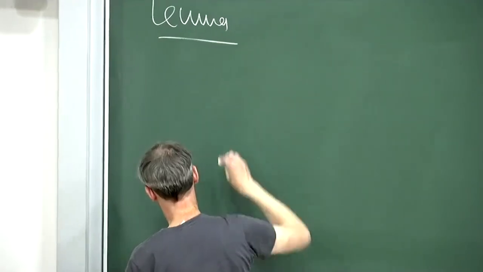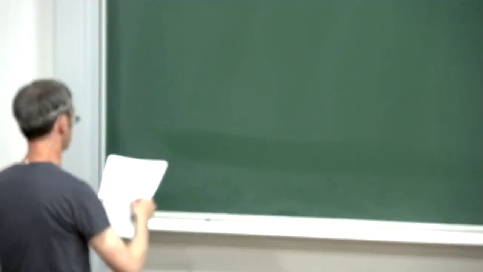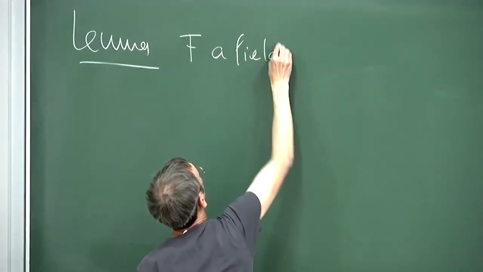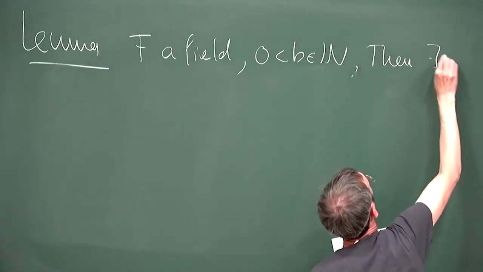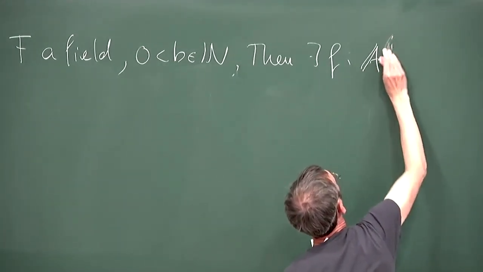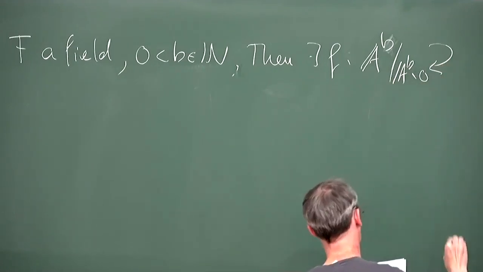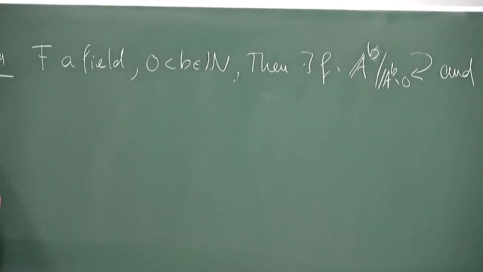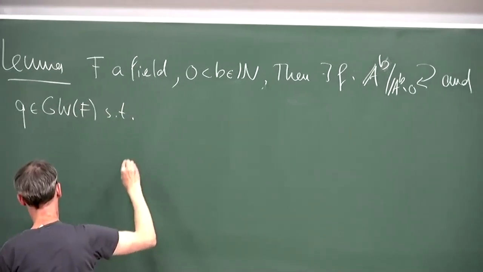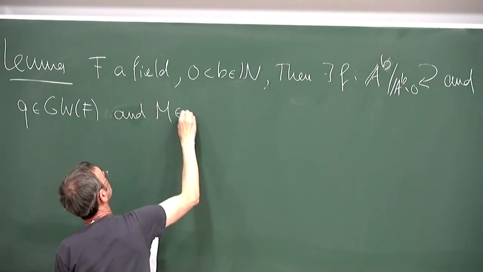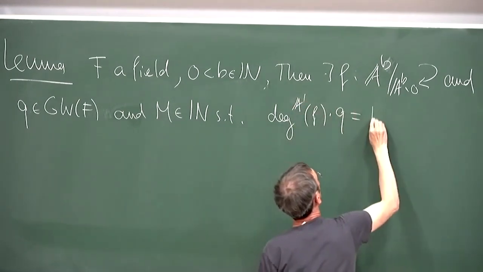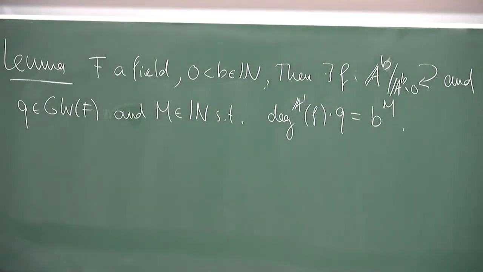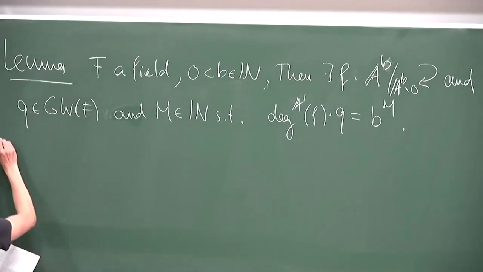Let's see. So maybe let me summarize this as a lemma. So if F is a field, and then we have a natural number B, then there exists some endomorphism of this Thom space and some quadratic form, maybe an exponent, so some m, such that the A1 degree of f times q is b to the m. So if b is odd, the m can be 1, but we have not found such a thing in case b is even.